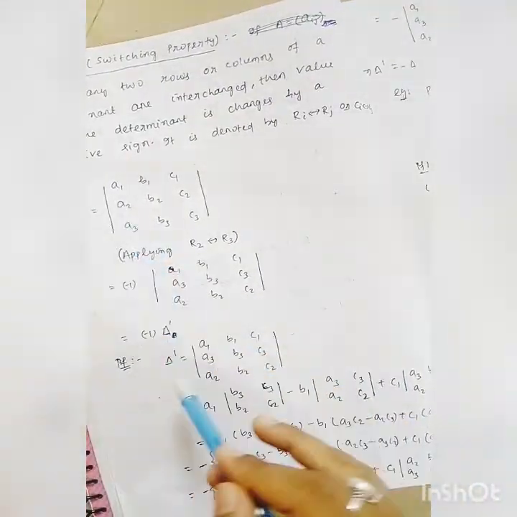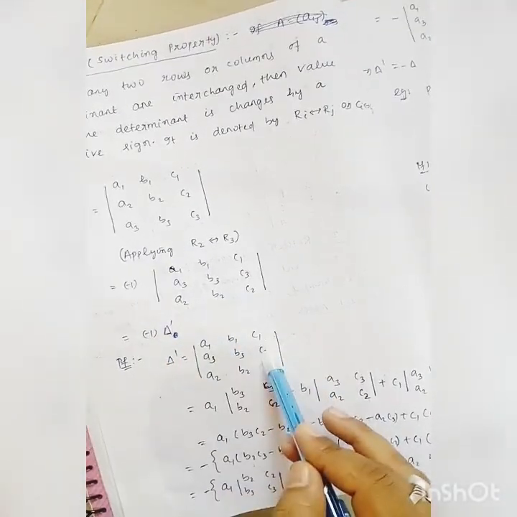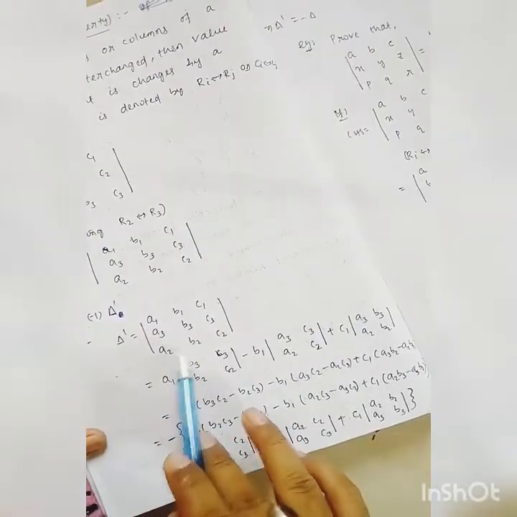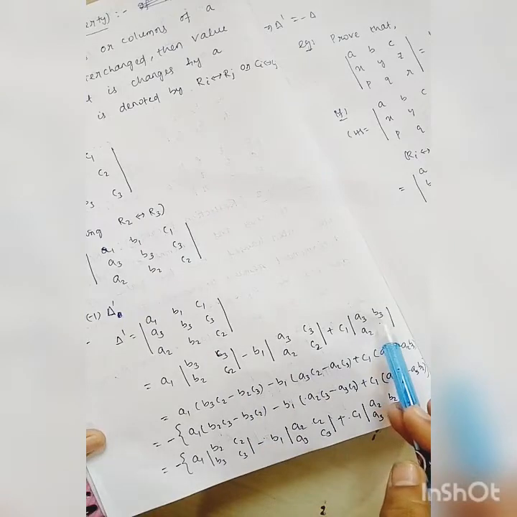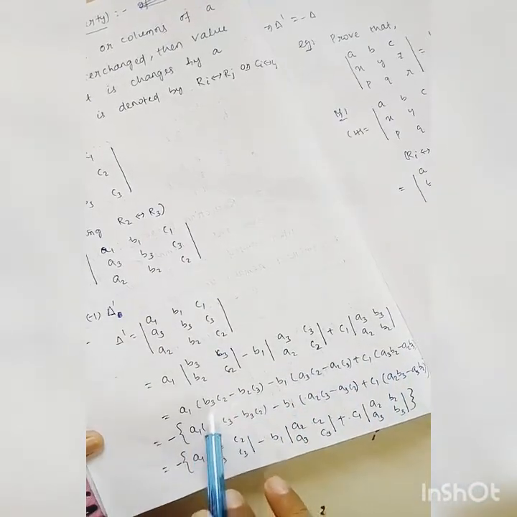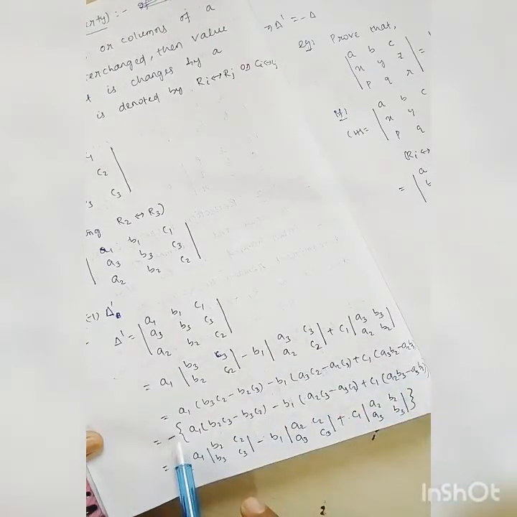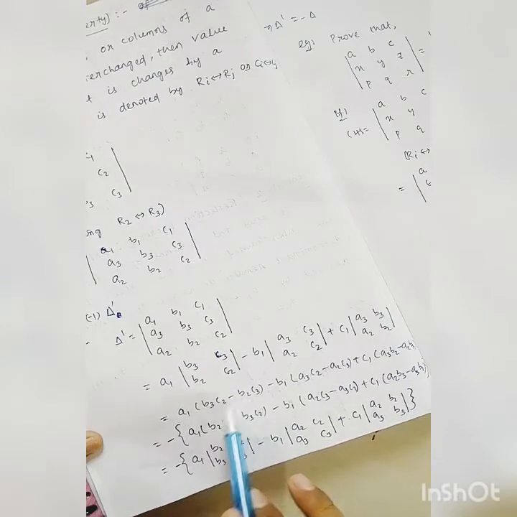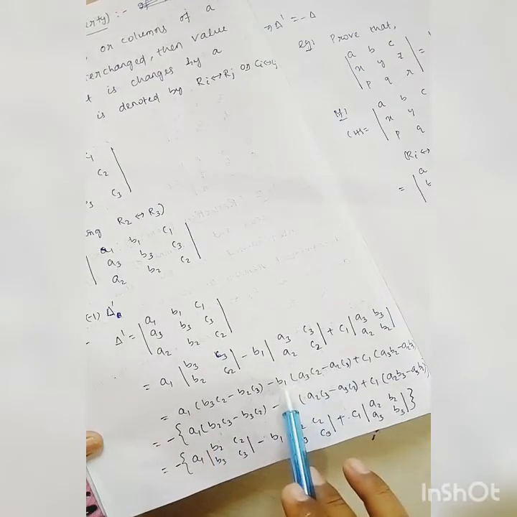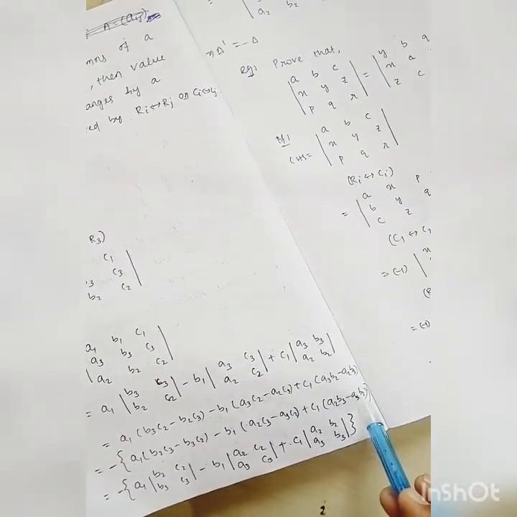Now the proof of this: suppose we start from delta, and suppose this is delta dash. Now delta dash equals this. If we expand in row 1, it is a1 into this minus b1 into this plus c1 into this. If we expand this, we get this. Taking a common minus from this bracket, and again from this, write minus 1. Now a1 into (b2 c3 minus b3 c2), similarly minus b1 into (a2 c3 minus a3 c2) plus c1 into (a2 b3 minus a3 b2).